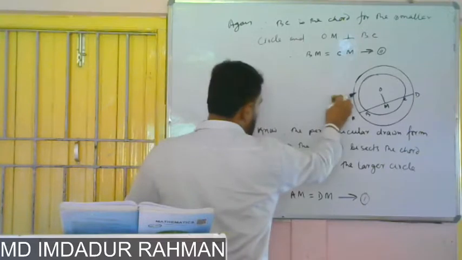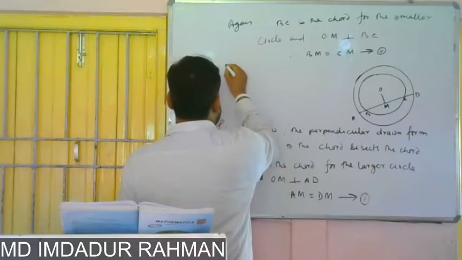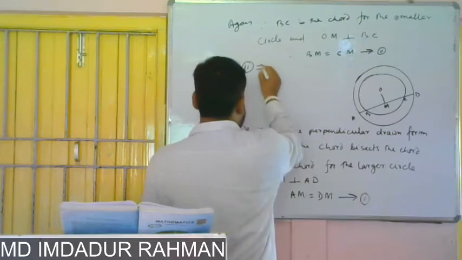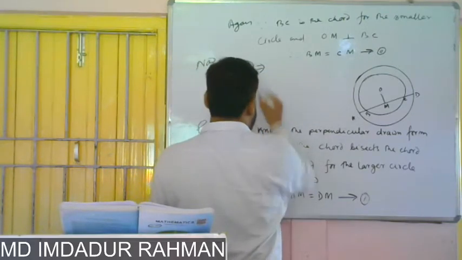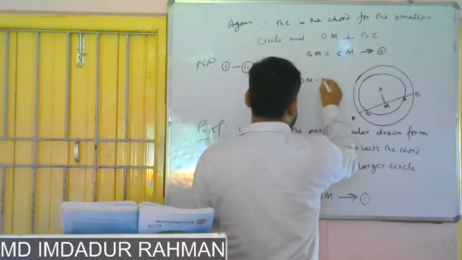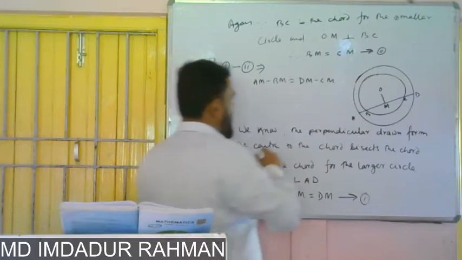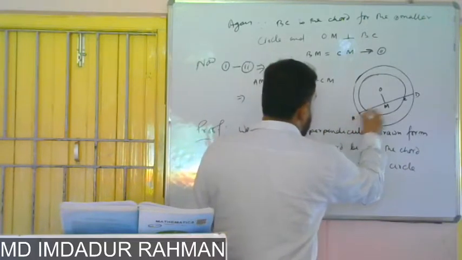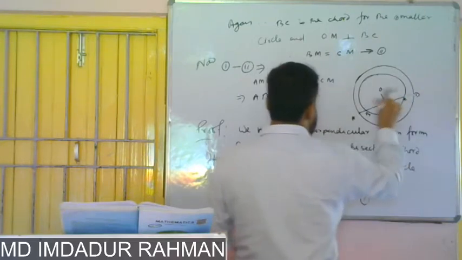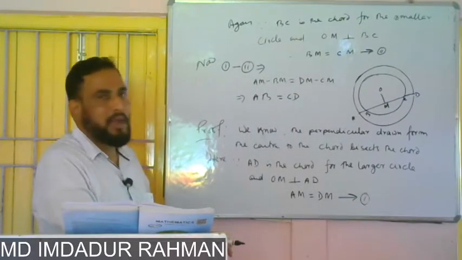Now, as we have to prove that AB is equal to CD, for that if we subtract 2 from 1, then what will we get? Now 1 minus 2 implies AM minus BM is equal to DM minus CM. AM minus BM is AB and DM minus CM is CD. Hence, we have proved AB is equal to CD.